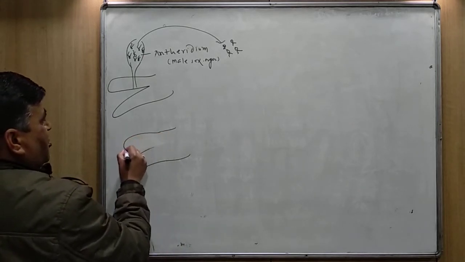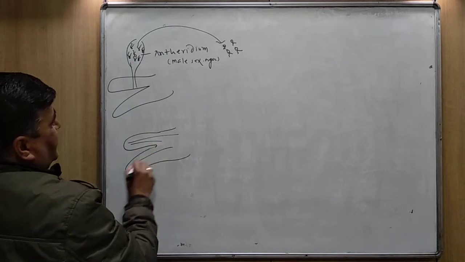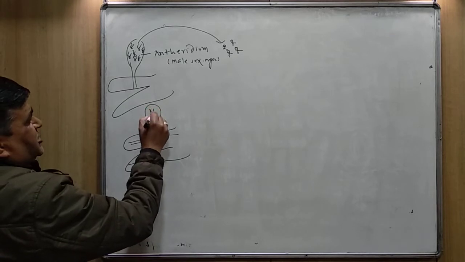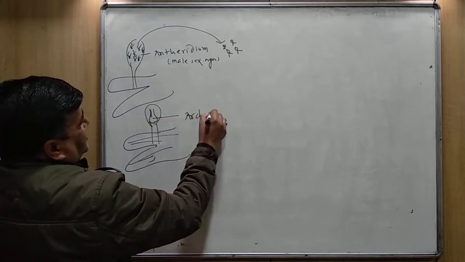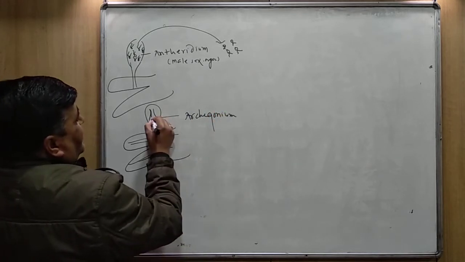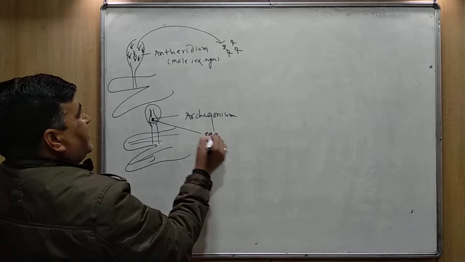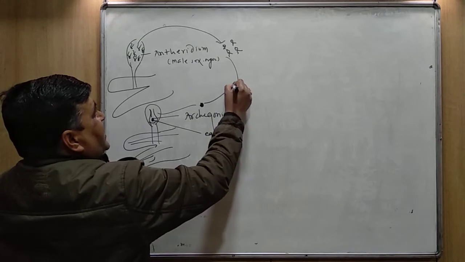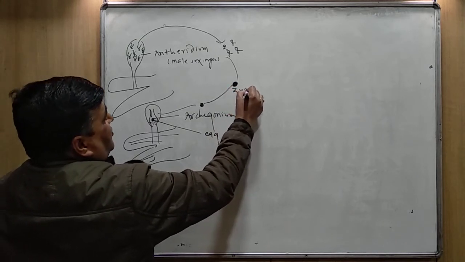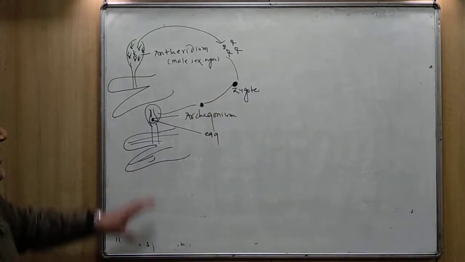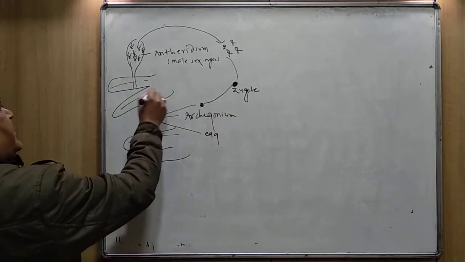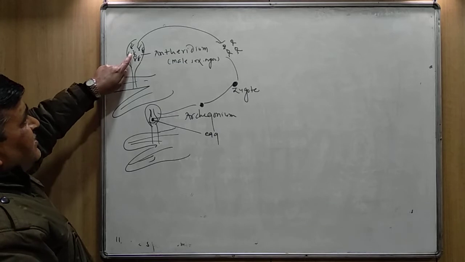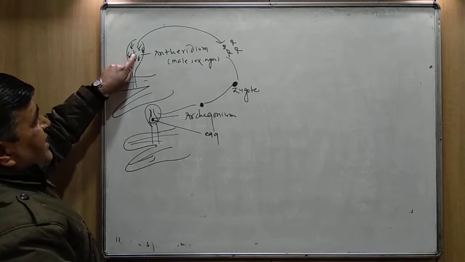This is the female sex organ. It contains what? Archegonium, and archegonium contains egg. So here the antherozoites and egg both are fused together to form what? Zygote. As I told you, the male sex organ is called antheridium. Antheridium produces male gametes, and these male gametes are called antherozoites.